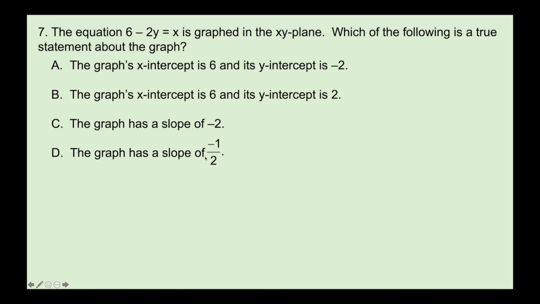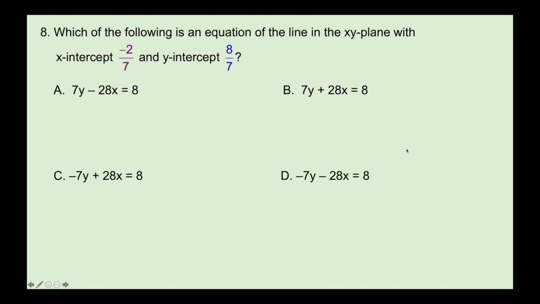Now, when we start talking about the slope, here we would want to solve this for y. I'm going to take that equation and subtract 6 on each side, which gives me negative 2y is equal to x minus 6. I divide everything through by negative 2. And so we get y equals 1 divided by negative 2, which is negative 1/2 x. Negative 6 divided by negative 2 is going to give us positive 3. So our slope clearly is going to be negative 1/2, and that means that the answer is D.